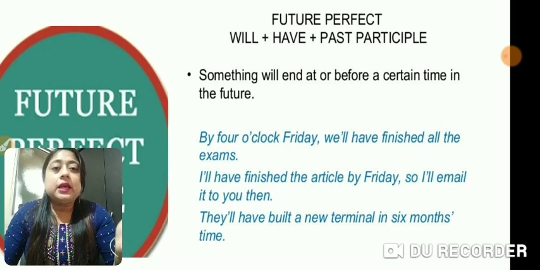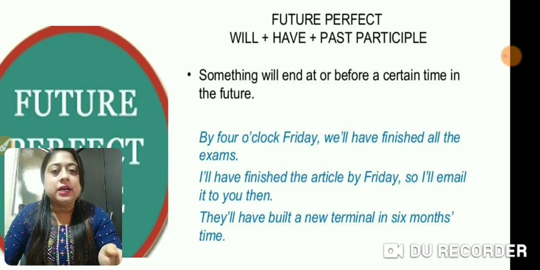So let us see some other examples. I will have finished the article by Friday. So by Friday I will have finished the article. Both the actions will take place in future. So I will email it to you then. They will have built a new terminal in 6 months time. So in the coming 6 months they will have built a new terminal. So when we mention the particular time in future before which any action is going to be completed, in that case we use future perfect tense.